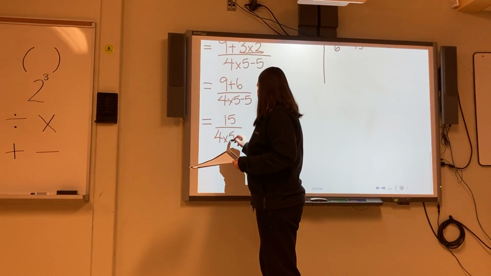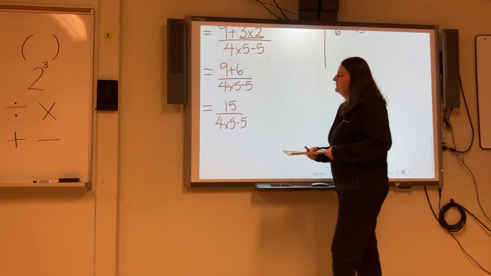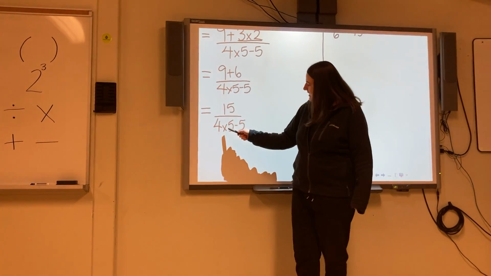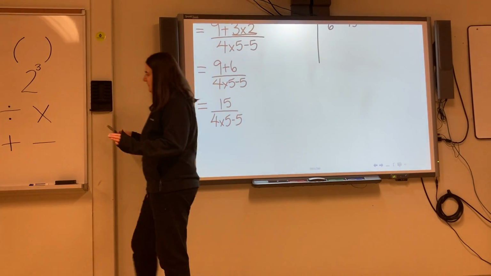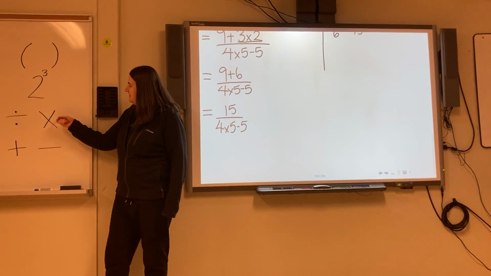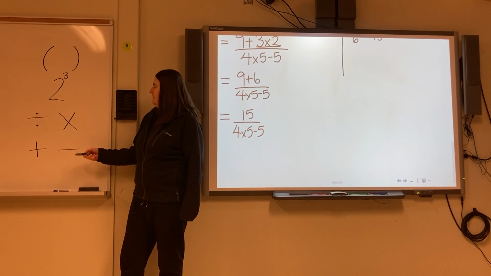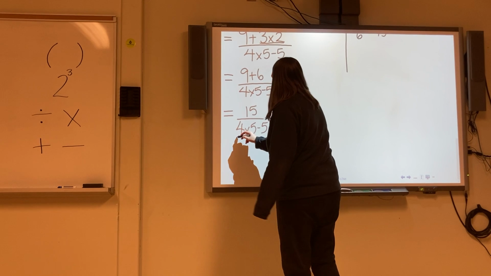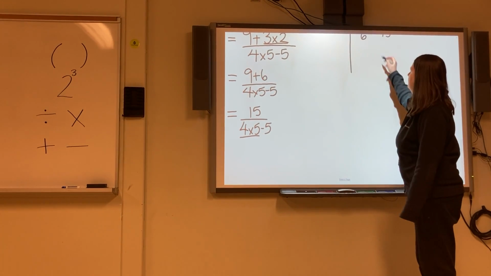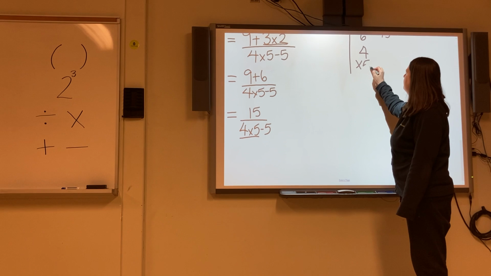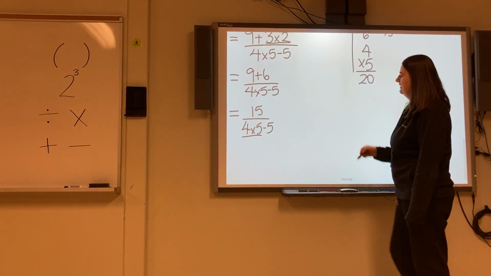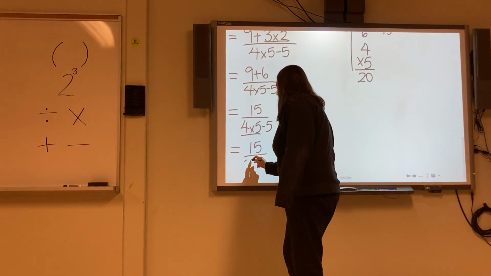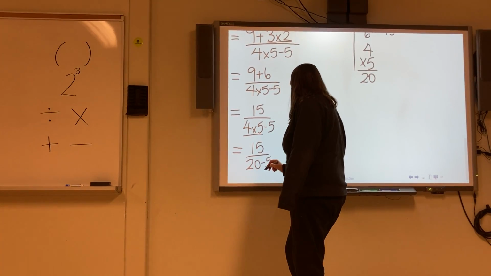4 times 5 minus 5. So let's think about this. I have a times and a minus. What comes first? Look at your BEDMAS totem pole. I have a times and a minus. So I have to do the times first. That's what the totem pole tells me to do. So 4 times 5, which is 20. So my 15 stays the same on the top. And now I've got 20 minus 5.